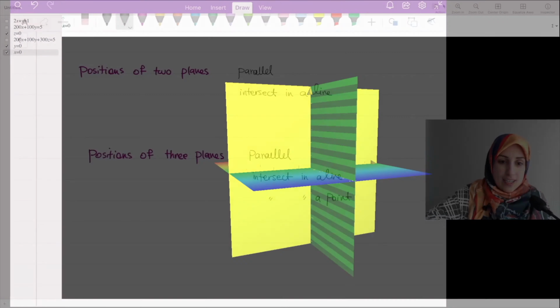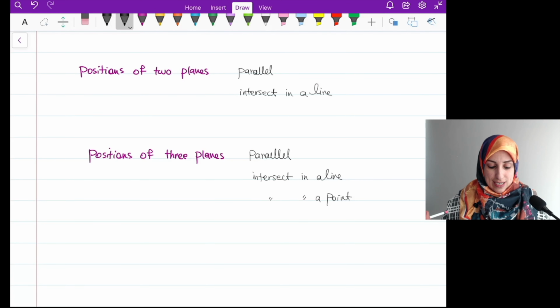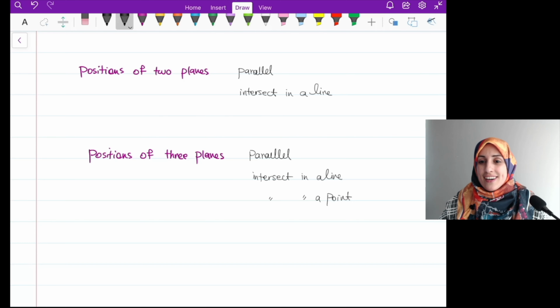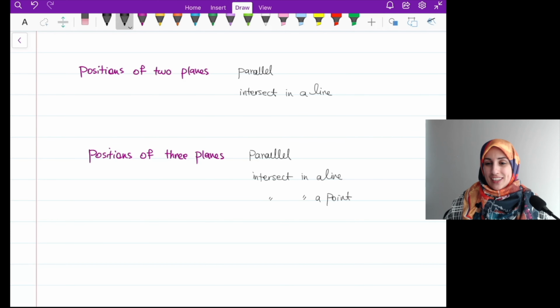Okay, good. So these are all the positions in which lines and planes intersect with each other. There are some videos that I made about how to find each of these situations, and you can check them out.